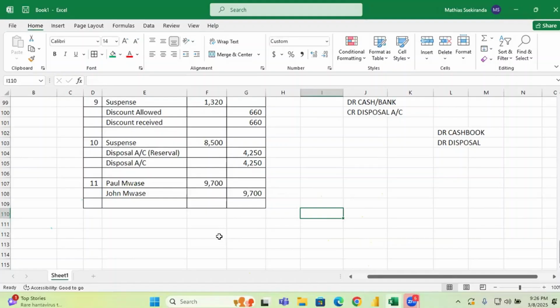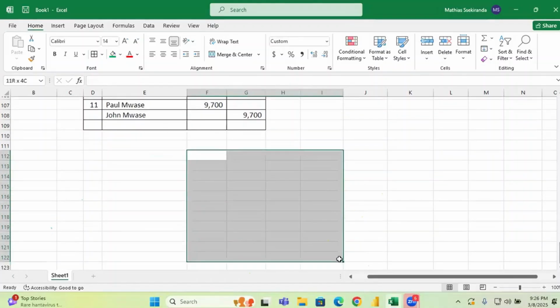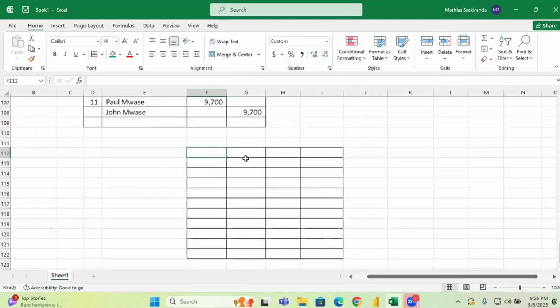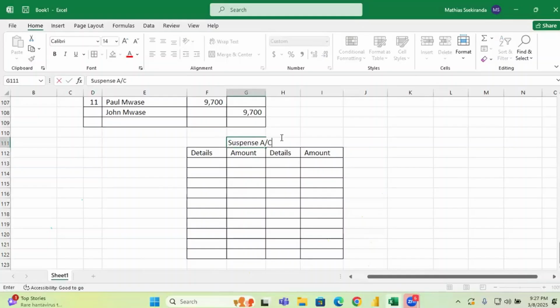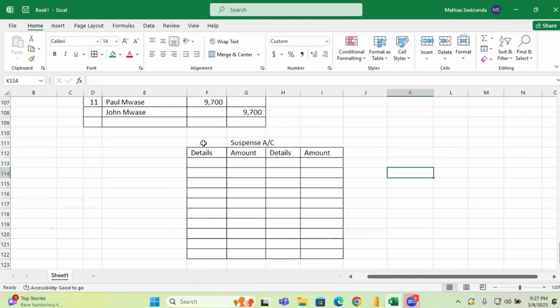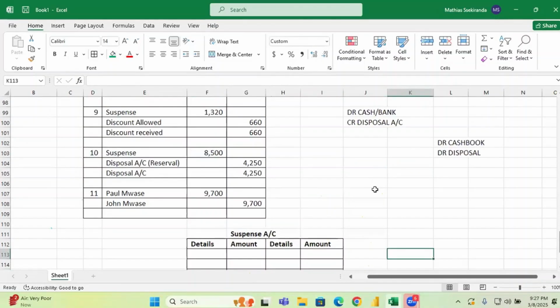So can we come up with a suspense account, then we call it a day. Details, amount. On transaction number 11, the Mwase transaction, am I correct if I say trade payable, then I put these names in brackets? It is very fine, because these are payables.